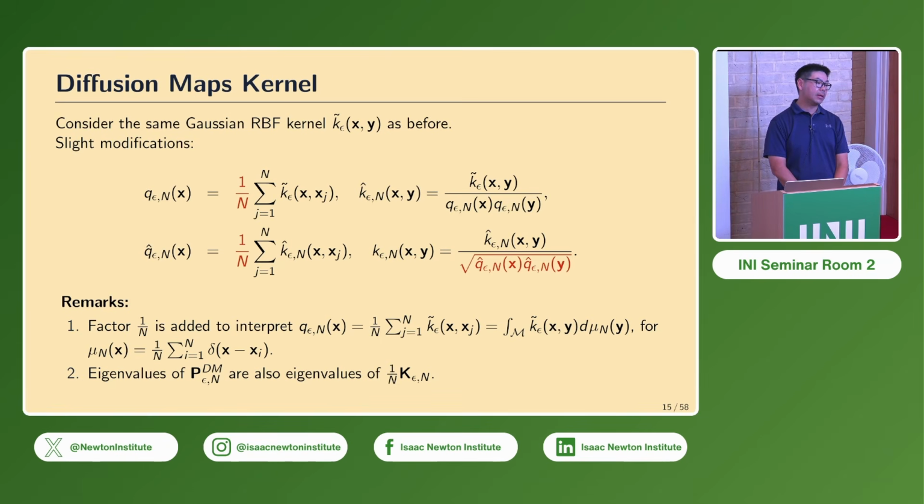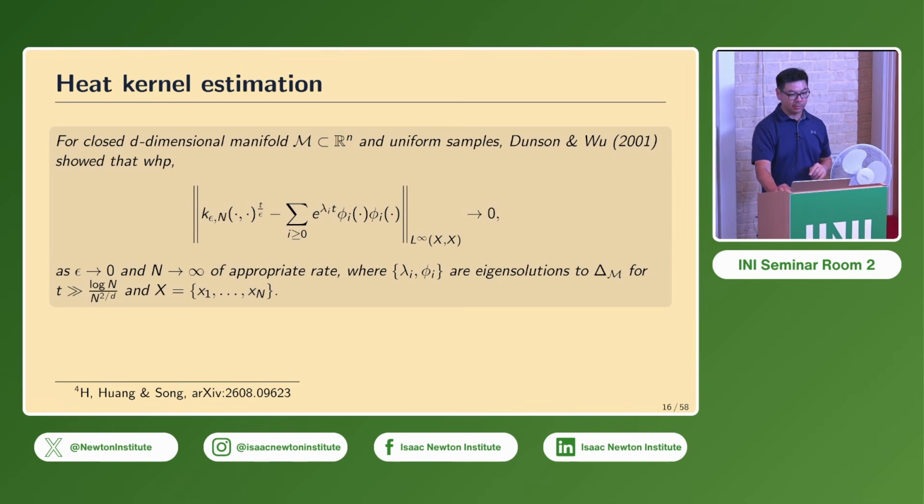So what's the purpose of the second normalization? I want to make it symmetric. Even the K itself is symmetric, but it doesn't converge to anything that I want. With this normalization, it does converge to something that I want. Maybe the next slide will clarify.